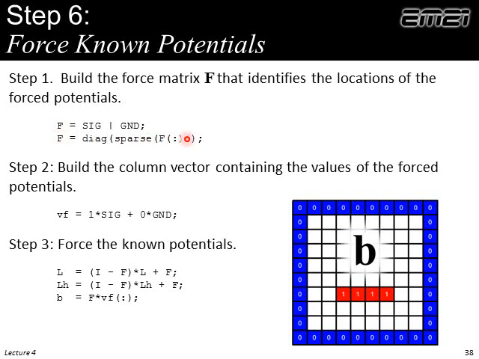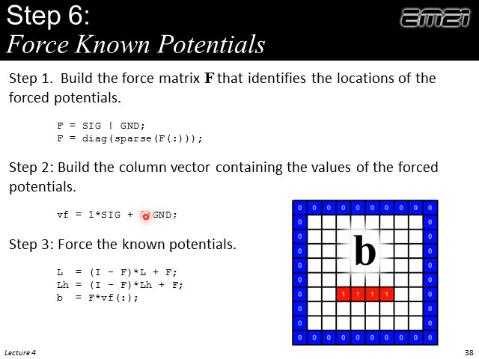Then we diagonalize that. So this is a diagonal matrix and it has ones going down the diagonal in the positions corresponding to where there's metals. Then we need a column vector containing what we're forcing everything to. Well, everywhere there's a signal conductor, we'll force to 1, and everywhere there's a ground, we'll force to 0. Now, we actually don't need to include this term, it just makes a little bit of sense to put it there. But if we didn't include that term, the positions with grounds would be 0 by default anyway.